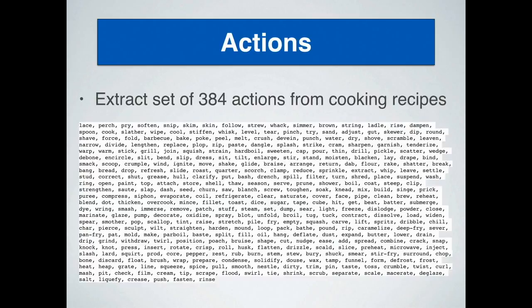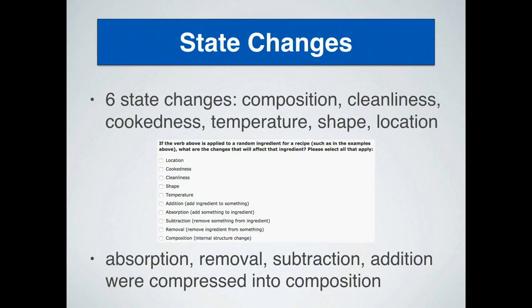So to crowdsource a set of action state mappings, we extracted a set of 380 verbs from the cooking domain that are mentioned fairly frequently. And then we manually compiled a set of 6 state changes that actions could entail: location, composition, cleanliness, cookedness, temperature, and shape. And by using these state changes as supervision, we can learn the transformations that actions should induce in entities.